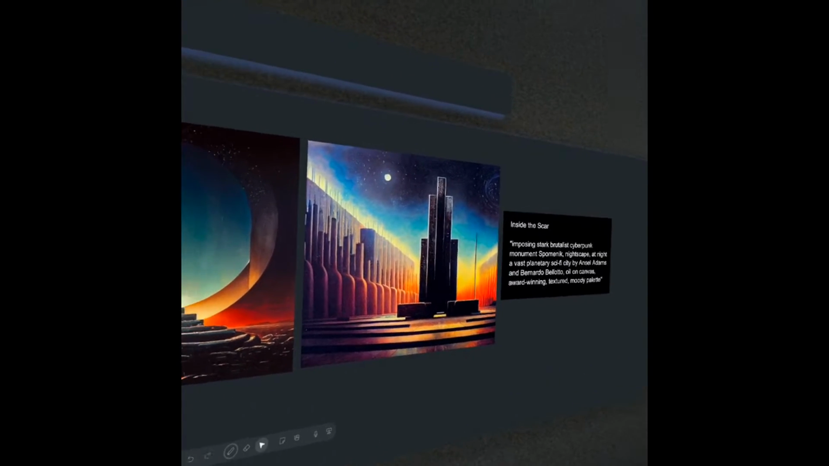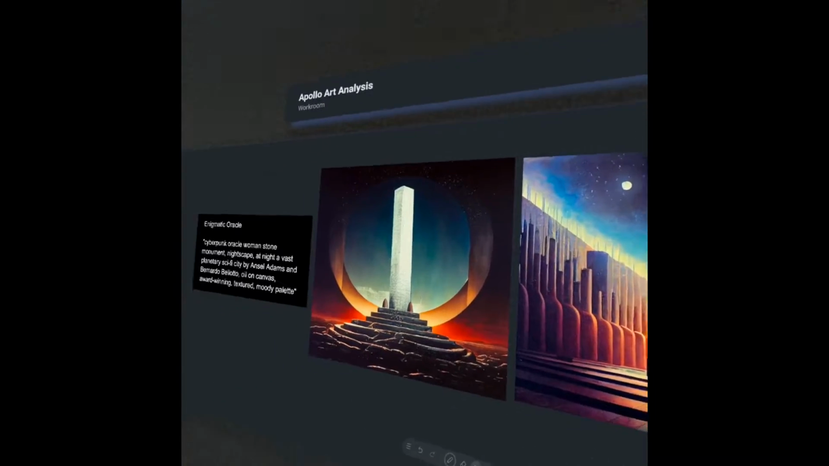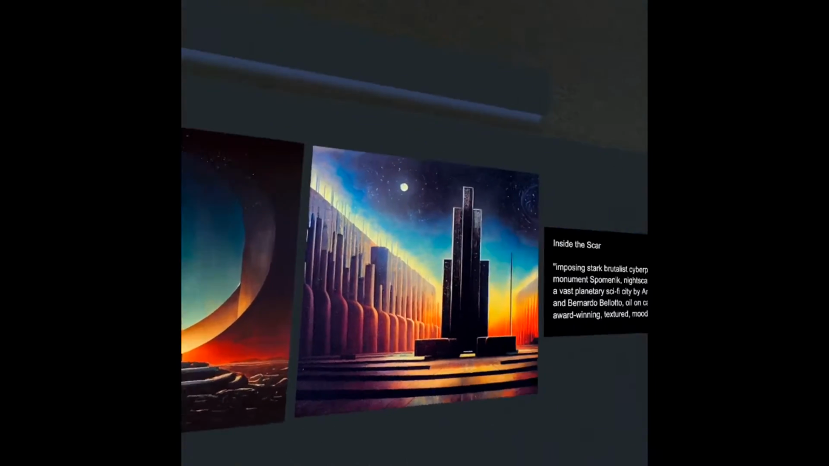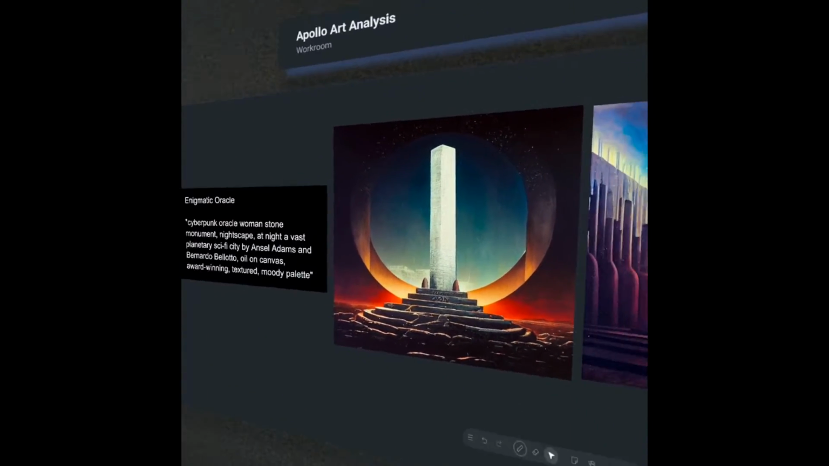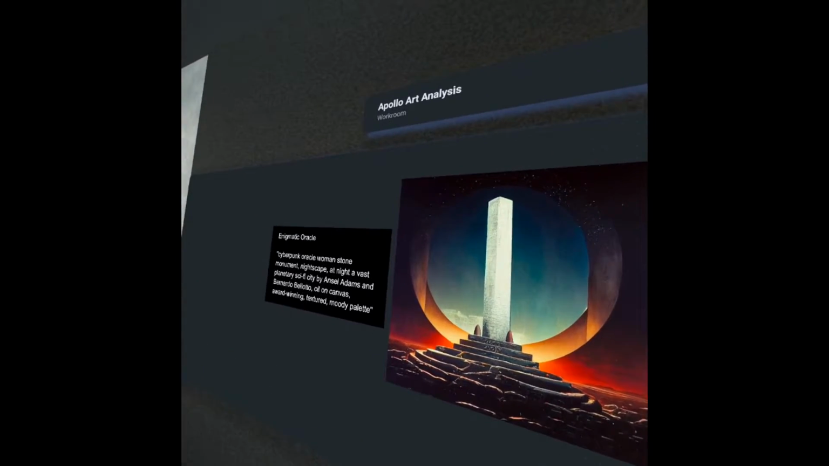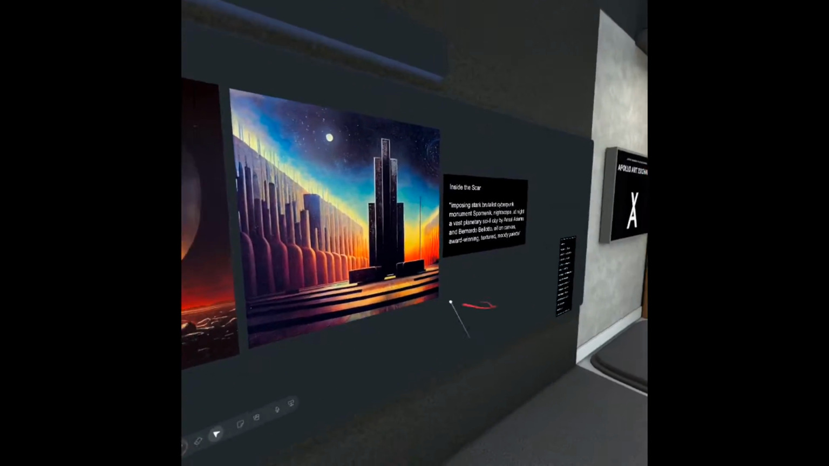All right, so I have the two works that are involved in creating this final piece here. And so the first one we're going to look at is the origin piece. So this was what initially created what we now see here. So this is the origin piece. It's called Enigmatic Oracle. Hopefully I got that right. And so this was the original text-based prompt that was used. And we're going to see what the difference is between these two.